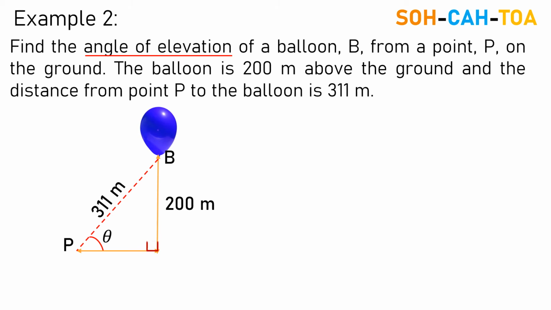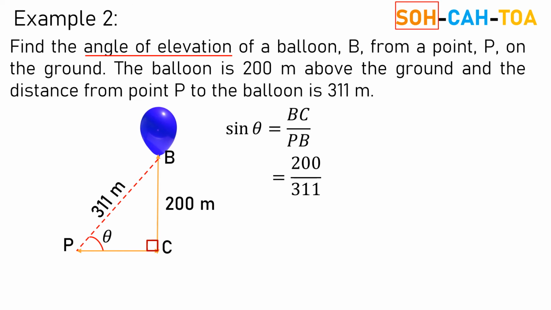So this is the theta and that is the right angle at point C. So in here, we are going to use SOH. So sine theta is equal to BC over PB because BC is the opposite side and PB is the hypotenuse. So substituting the values, we get 200 over 311.